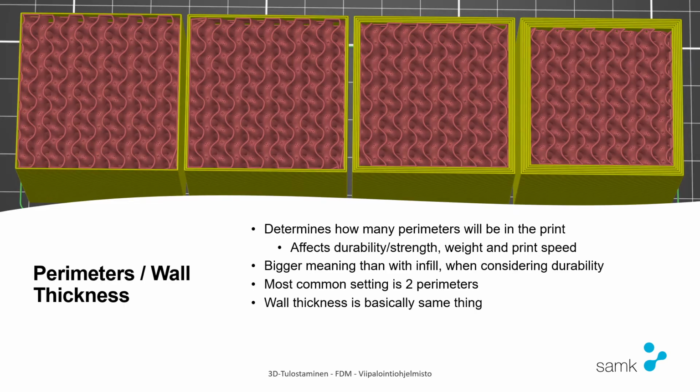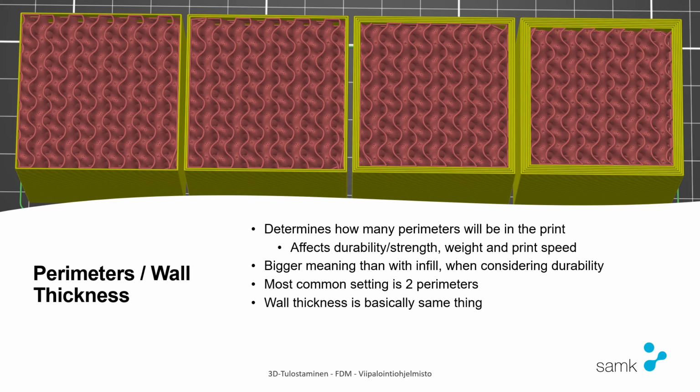So, perimeters and wall thickness. Just now we were explaining about the infill, and now we talk about the walls. You can see in the image there are these yellow outlines for these cubes. You can see the yellow lines in the image. Those are the perimeters of the part. With the perimeter settings, you can select how many perimeters will be in the print. The more you put, you will have a thicker wall inside the part. And a thicker wall or more perimeters means again more durability or strength for the part. Again, it also means more weight for the part and more print time.